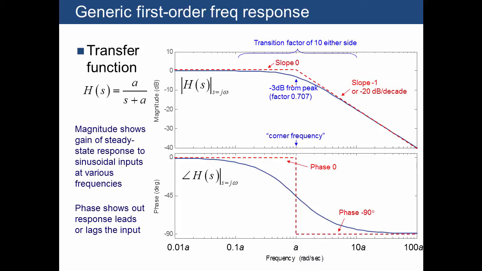Another thing to note is that the value at the corner for a first order system is going to be equal to 1 over square root of 2. If you take 20 times log 10 of that, you get minus 3 dB. You can either call that a factor of 0.707 or minus 3 dB. Those are equivalent, and that's a very standard effect for first order systems. It's always going to be that 1 over square root of 2.